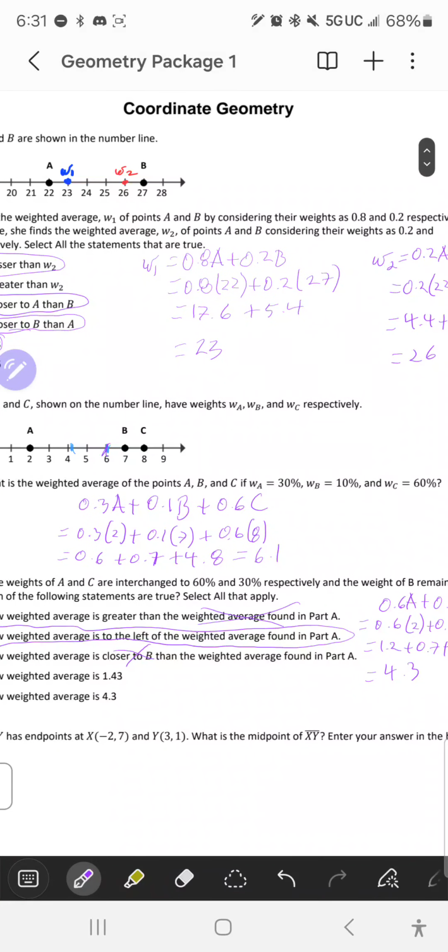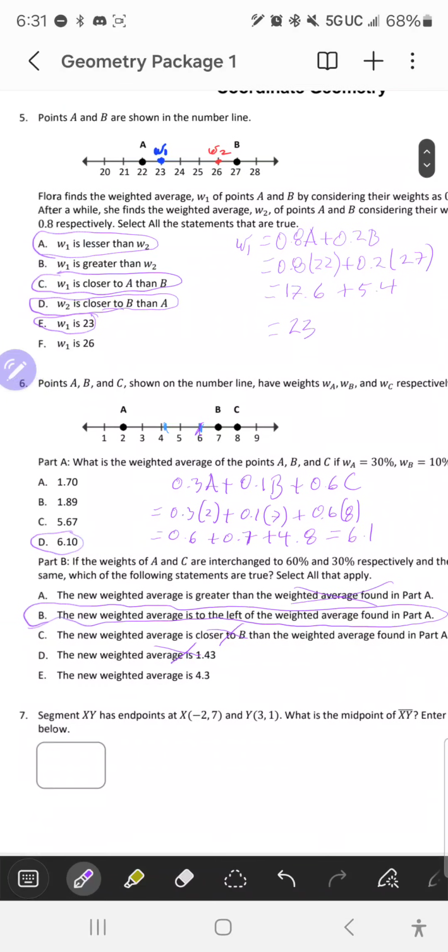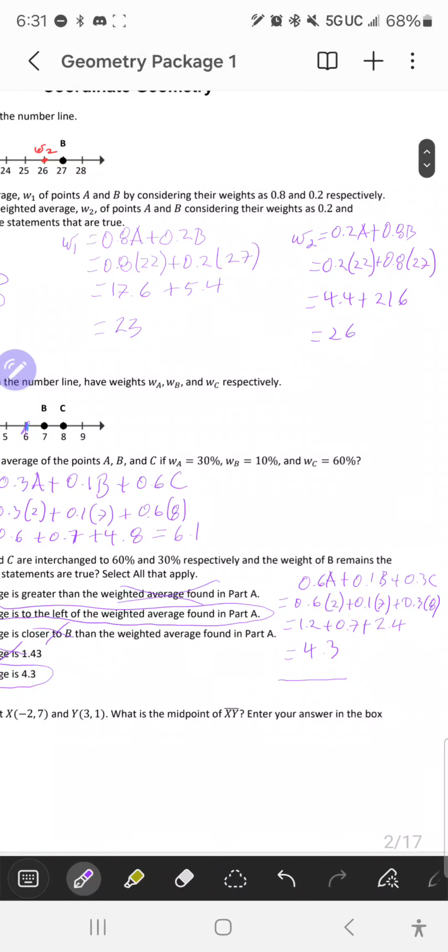The new weighted average is 1.43. This old statement is also false, and we got the result and it's 4.3. So also option B is true, because the new weighted average is in fact 4.3, as we got in our calculations.